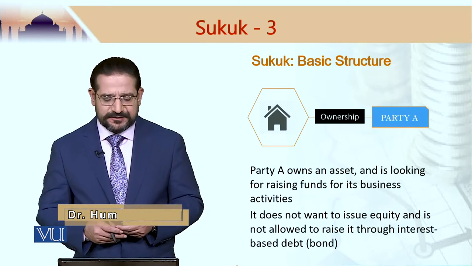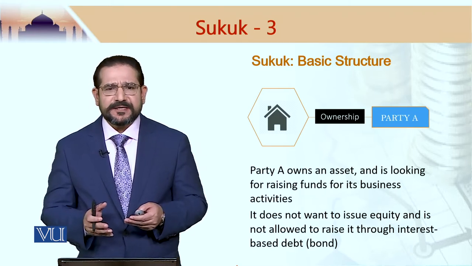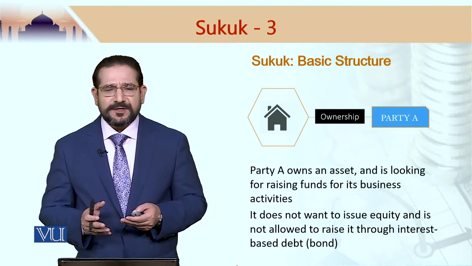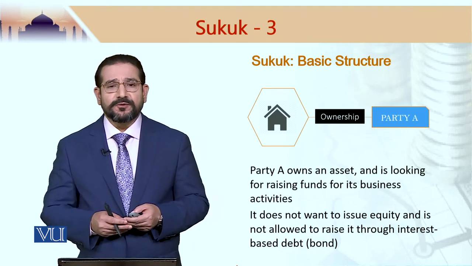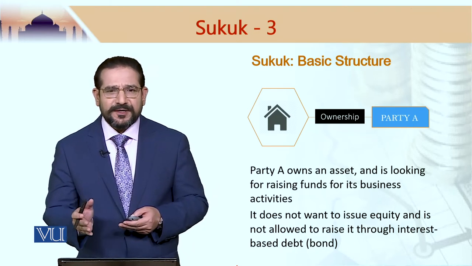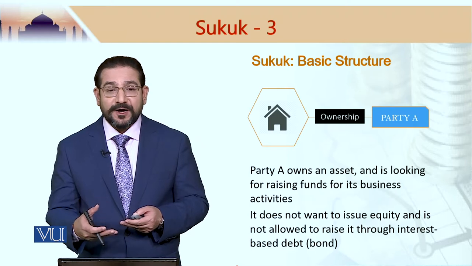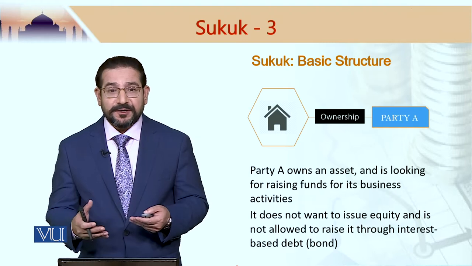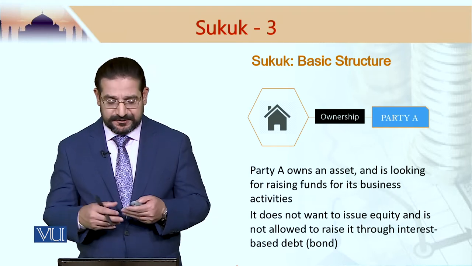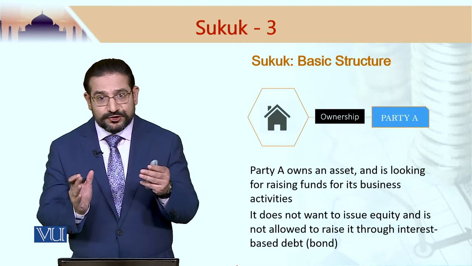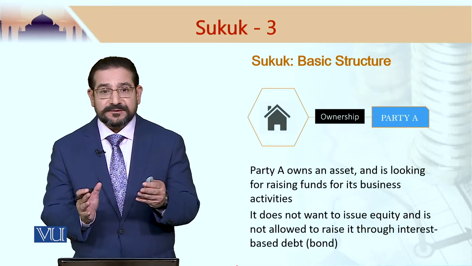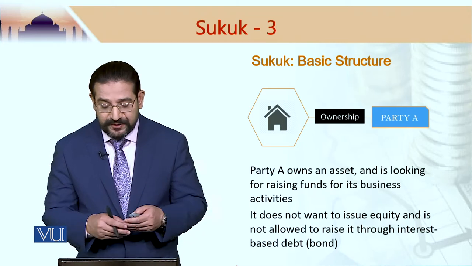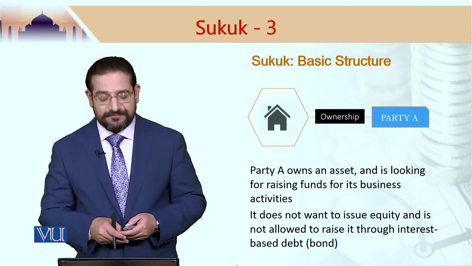So party A in this case owns an asset, and this asset could be any Sharia compliant asset. Normally the obligor, party A ko obligor bhi kehte hain. So normally an obligor would have a property or a piece of land or a machinery, plant, karkhana, etc. So party A, which owns this asset, is looking for raising funds for its business activities.